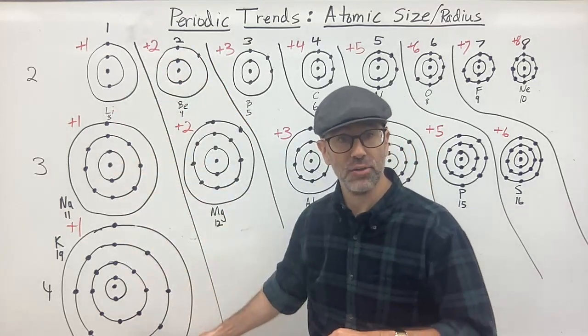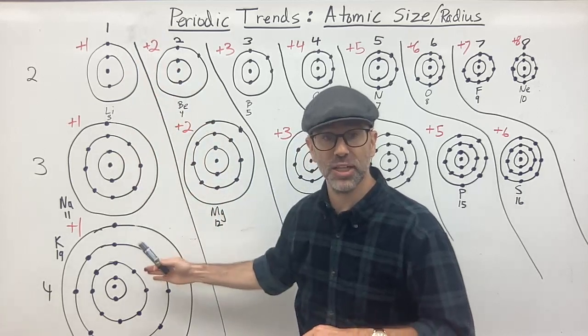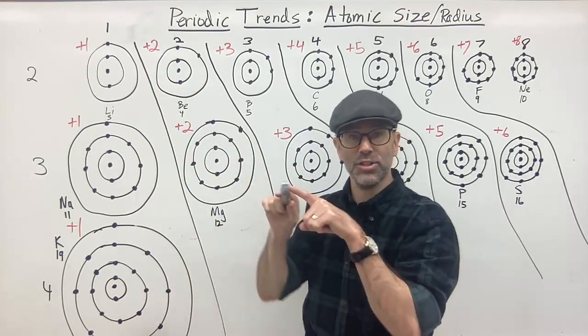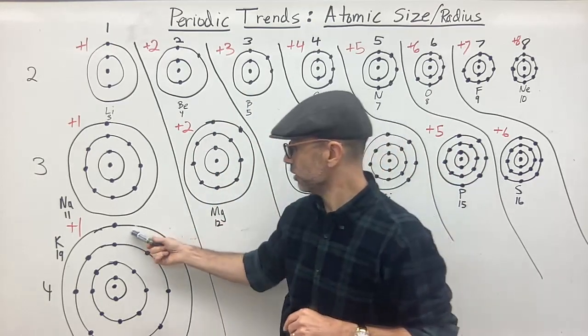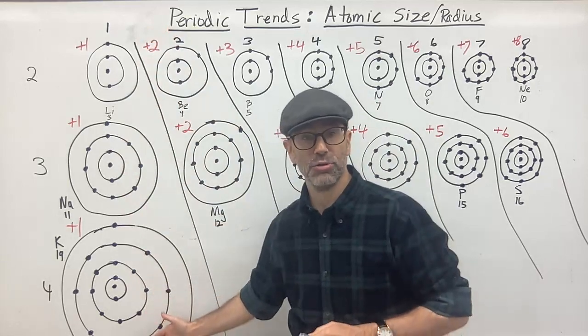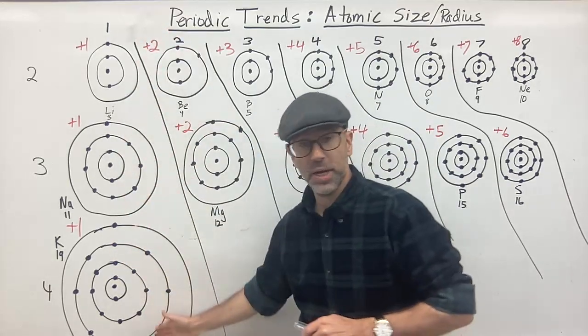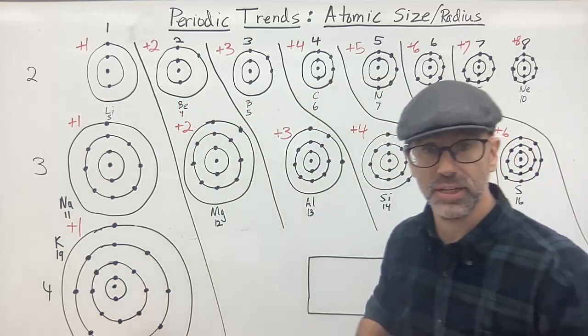You're adding shells. So as you go down a group, because you're adding energy levels, and as you add energy levels, the atom gets bigger, those electrons get farther from the nucleus. So what's the trend going down a group? The atom gets bigger. As you go across, the atom gets smaller.